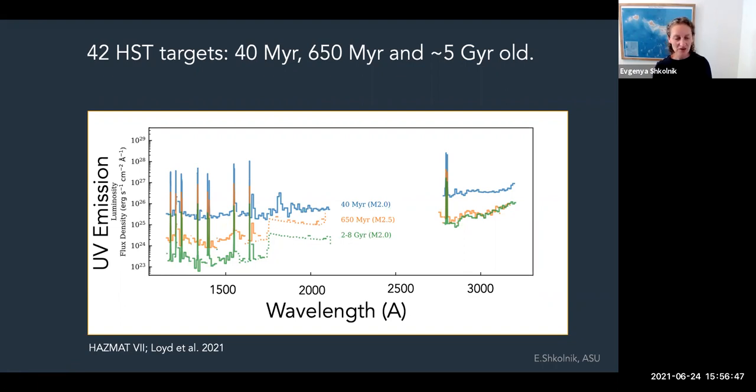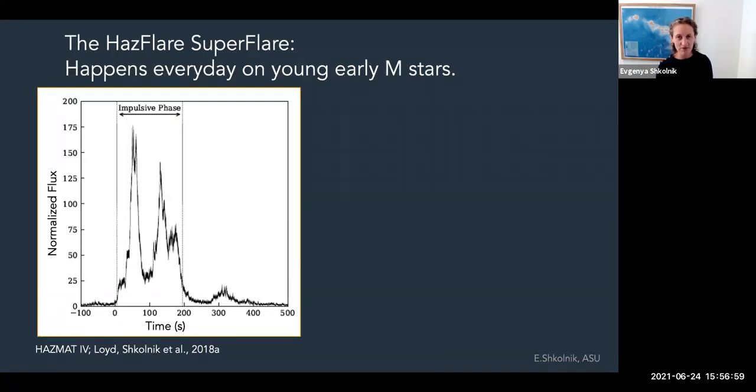Now, another thing that we found, because we were spending a lot of time looking at these stars, not as much time as we would have liked, of course, but still these large programs did collect a lot of photons, was we were able to catch some flares. We have a bunch of flares in those data, but here is the record holder, something we call the HAZMAT flare, because it is a super flare that increased by a factor of 200 in about 200 seconds. And it's the kind of thing that happens every day on a young M star, every day. It's pretty remarkable, don't you think?